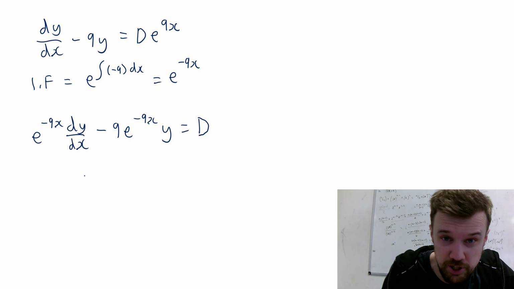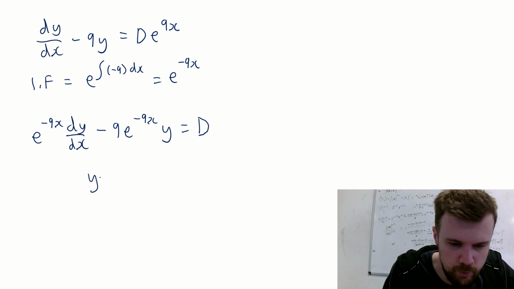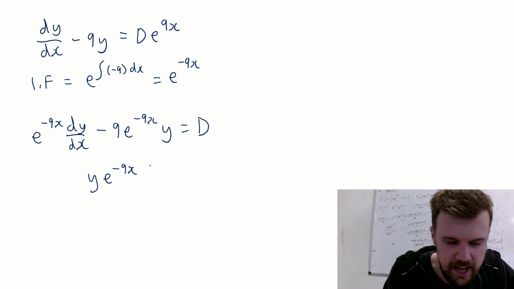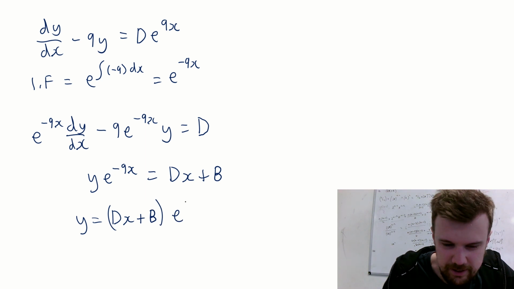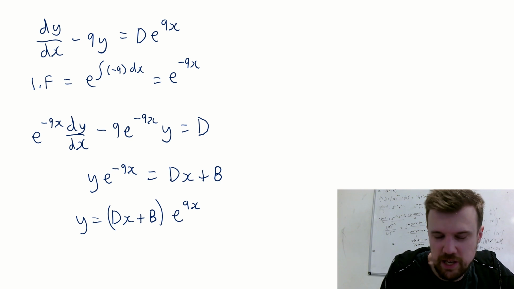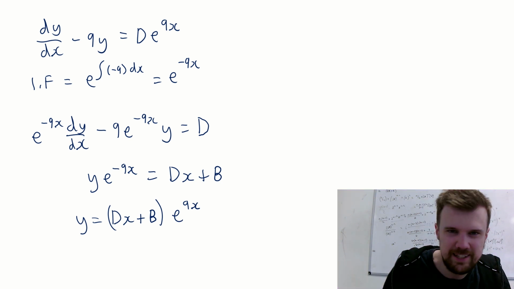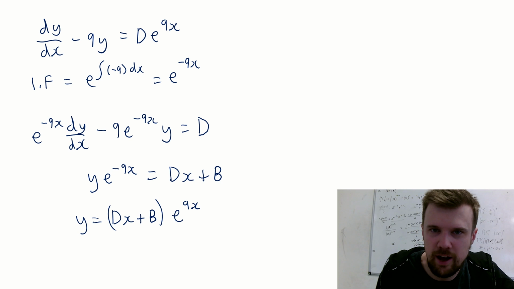That means when you integrate both sides with respect to x, the left will become y lots of the integrating factor, and the right will become dx plus b. There you go. That means that we can now just multiply both sides by e to the 9x, which explains why you have that ax. I really should have used the letter a there, shouldn't I? That was silly. I didn't. Never mind. dx plus b, lots of e to the 9x. That's why you have that ax plus b style thing out the front. So there you go. That's a couple of questions.